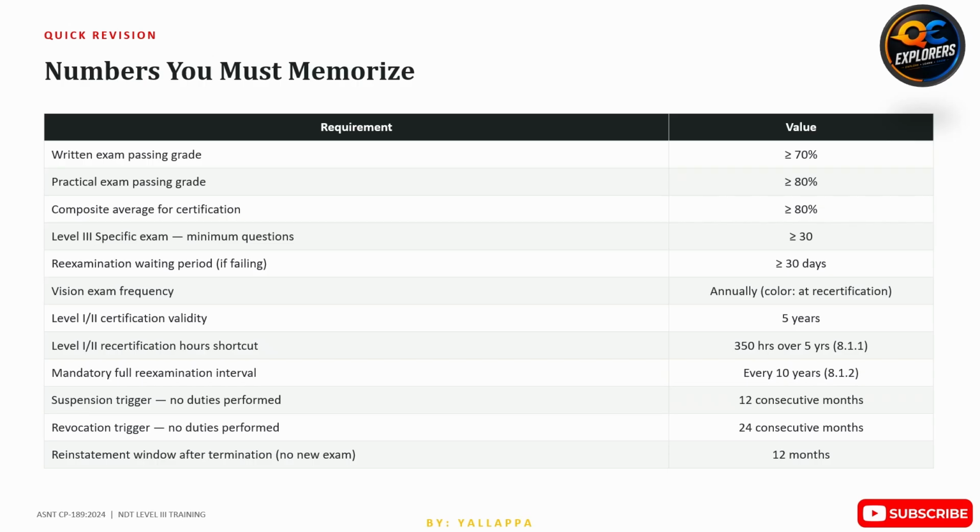Moving to the certification cycle, remember that Level 1 and Level 2 certifications are valid for 5 years. During those 5 years, an alternative recertification pathway is available. Instead of repeating the complete qualification examinations every cycle, the individual may qualify by documenting 350 hours of experience in the applicable method over the 5-year period and successfully passing the specific examination, provided the requirements of Section 8.1.1 are met.